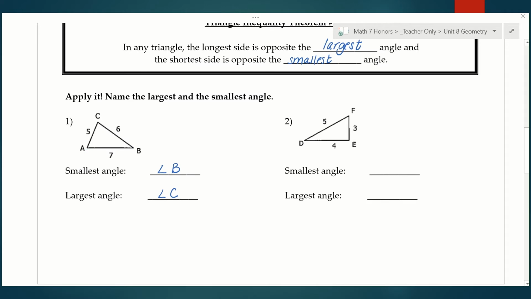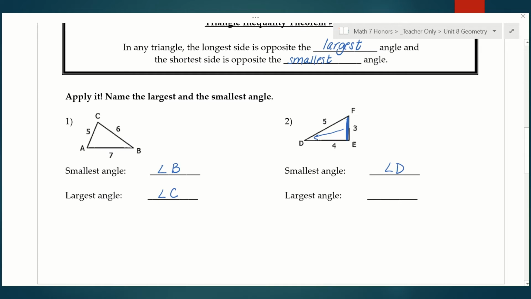Okay, looking at number 2. Let's do the same thing. So to get the smallest angle, first I look for the shortest side. So the shortest side would be FE, and the angle across from it is angle D.